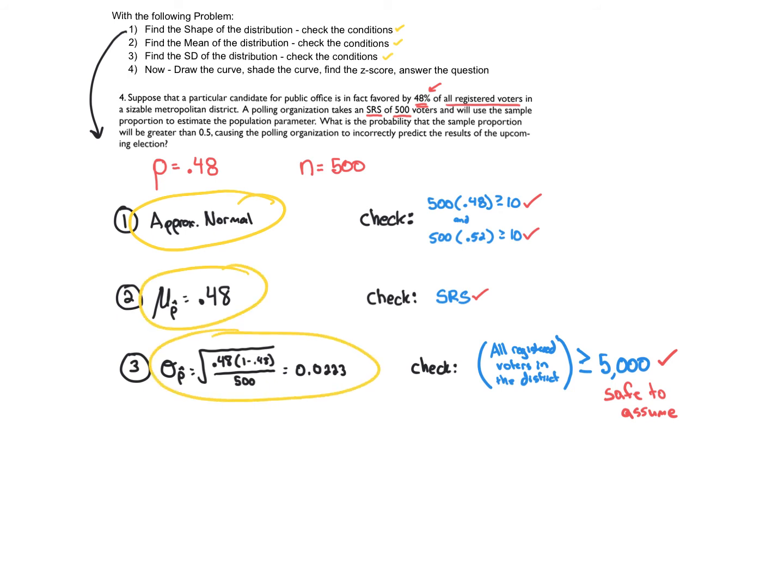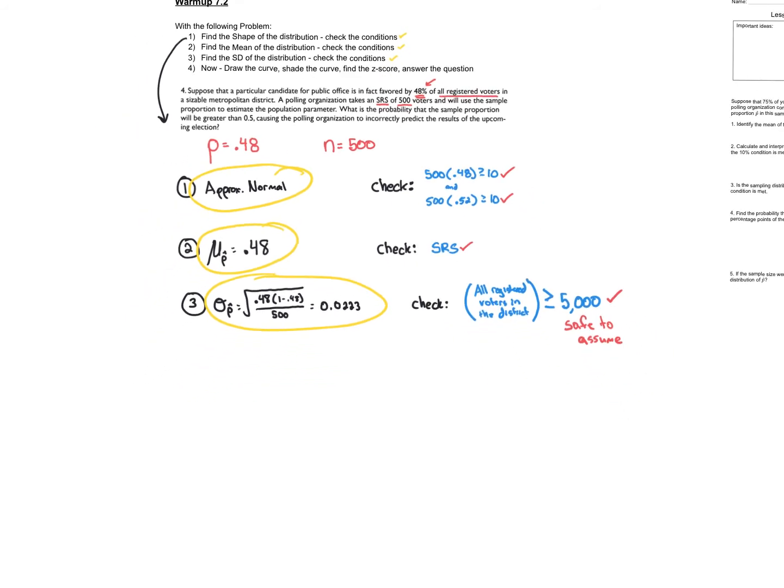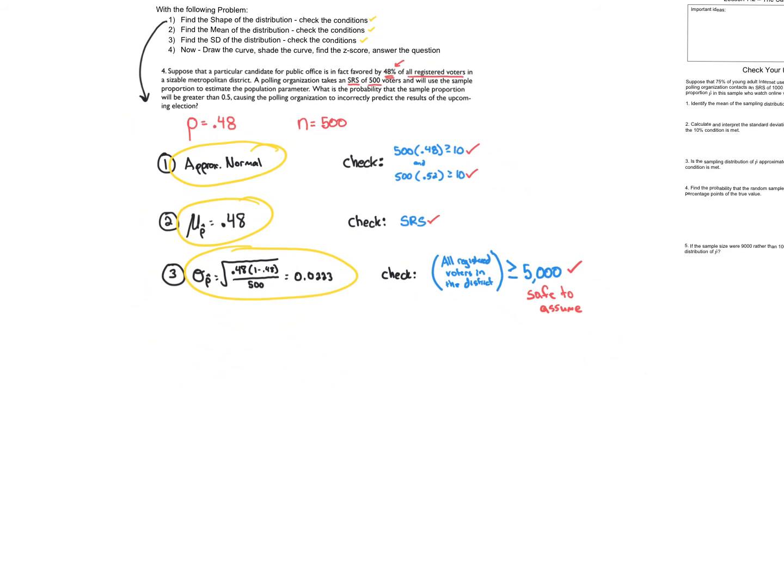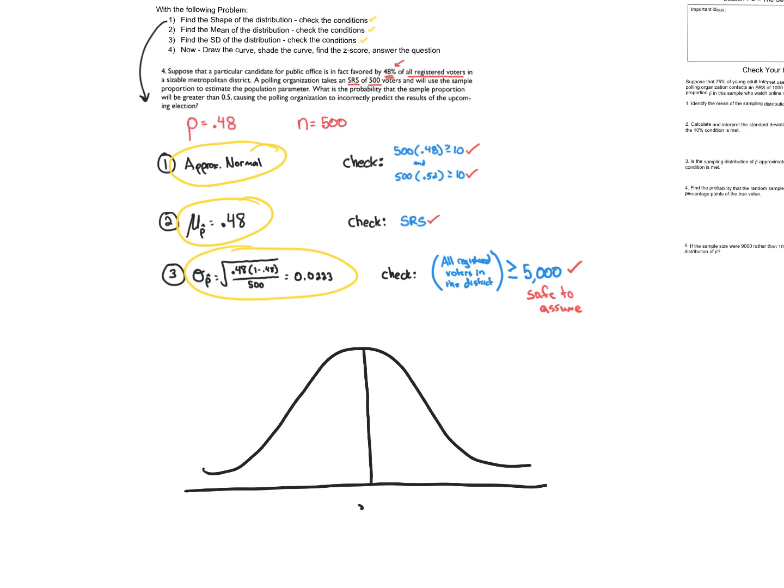So now number 4, when it says draw the curve, shade the curve, find the z-score, answer the question, we can do all of that, right? So we know this thing is going to be approximately normal. We checked and verified that. We know that it's going to center right above 0.48. We checked and we verified that. And then we know how wide this thing is going to be because we have its standard deviation sitting up there. And I could label these out if I wanted to. I don't want to right now, okay? So we got all of that.